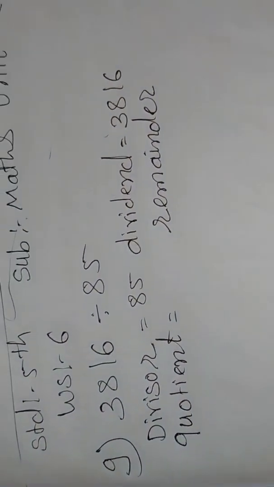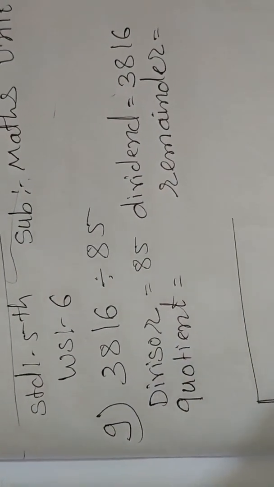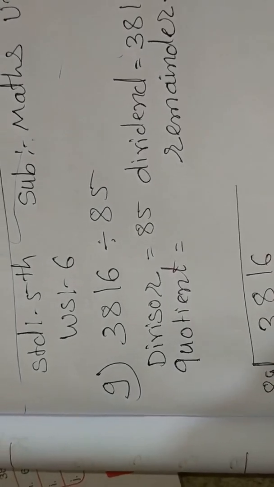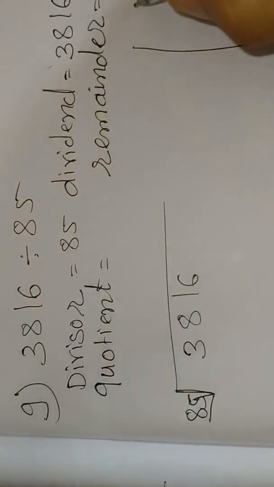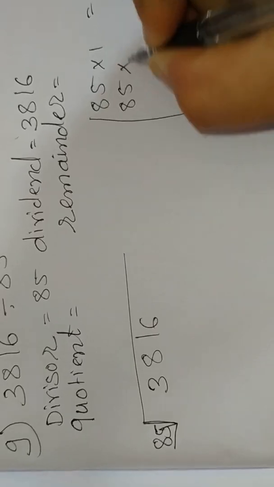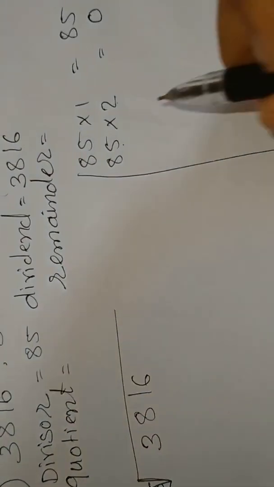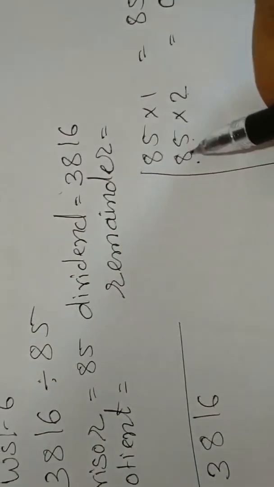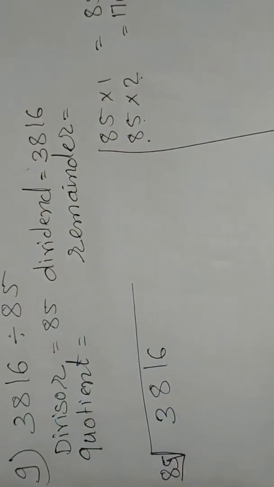Now students, let's start the sum. We have to write 3816 divided by 85. First of all, we have to write the 85 table. 85 ones are 85. 85 twos are, 2 fives are 10, so we write 0 here, 1 is a carryover. 8 twos are 16, 16 plus 1 is 17. We have to write 17 here.